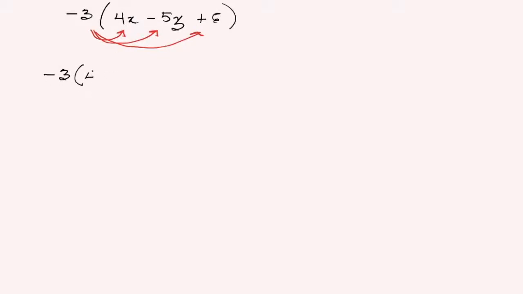What if we have minus 3 multiplied by 4x minus 5y plus 6? So it's the same thing. The only difference here is that we're going to be distributing minus 3 over 3 terms. So this is going to be minus 3 multiplied by 4x plus minus 3 multiplied by minus 5y plus minus 3 multiplied by 6.